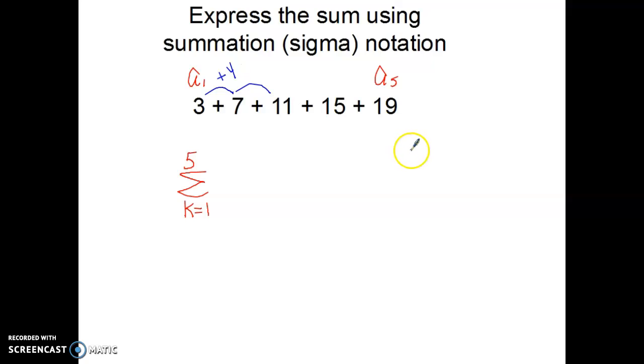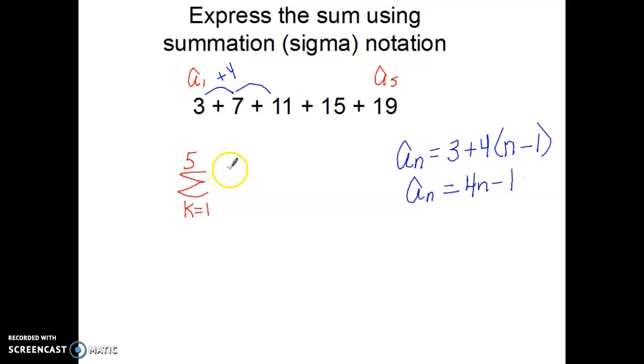So keeping that in mind, I'm going to go back to this format for an arithmetic sequence. That'd be my first term plus the difference times n minus 1. I'm just going to simplify that using the distributive property. And then I can finish my sigma notation by bringing this over. Now, I don't want to use the letter n any longer because k is what our index is, so I do need to change that n to a k.